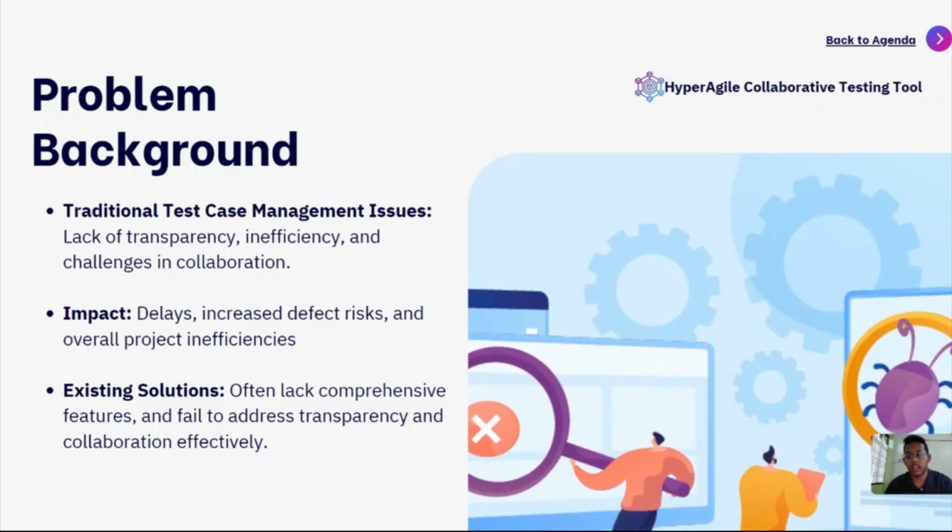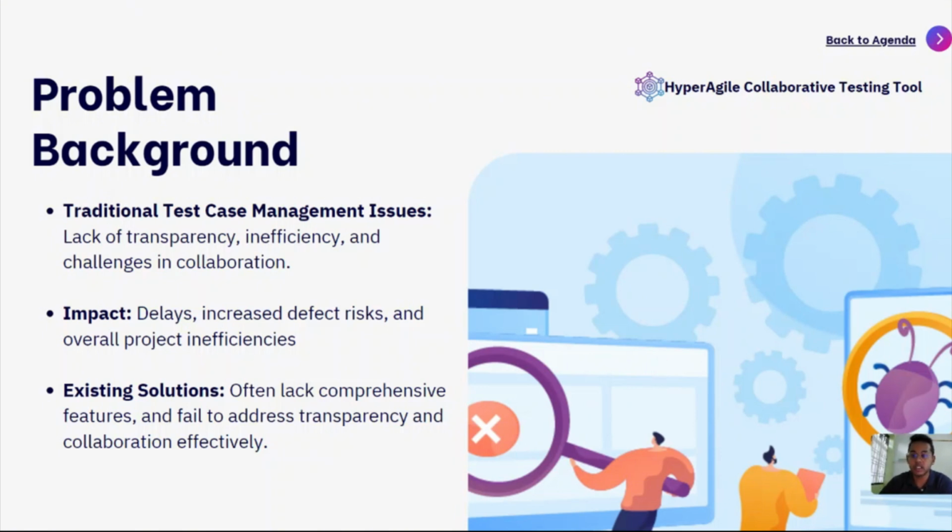Test case management. As many of you know, traditional methods often lack transparency and collaboration tools, leading to inefficiencies and challenges for project stakeholders. Head testers and project stakeholders struggle to manage test cases efficiently due to this limitation. This deficiency leads to delays, increased defects, risk, and overall project inefficiency. To address this issue, we propose development of HyperAgile Collaborative Testing Tool.